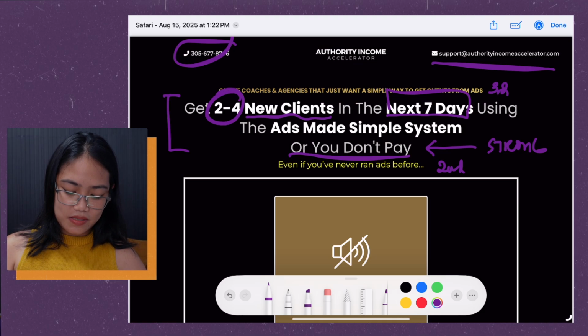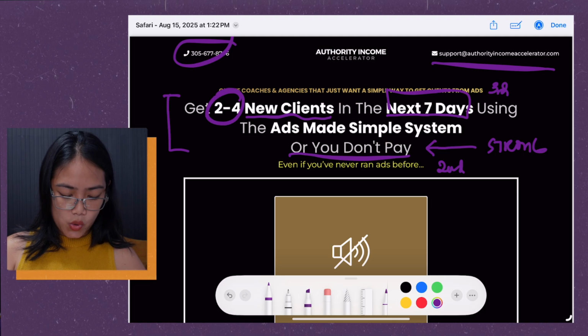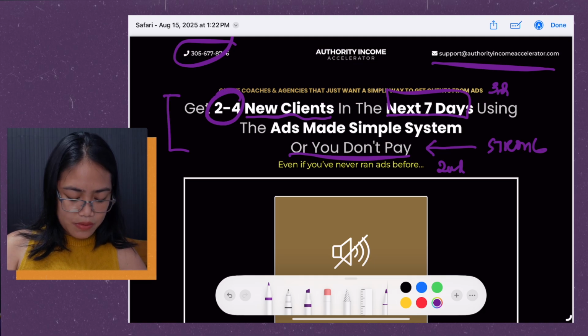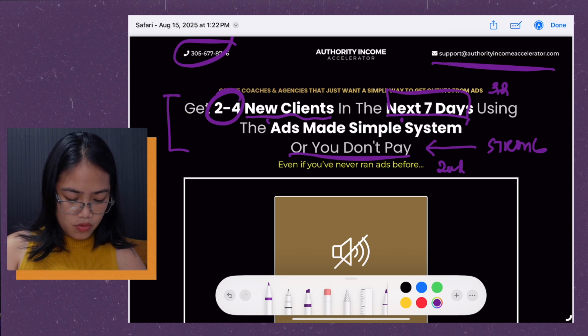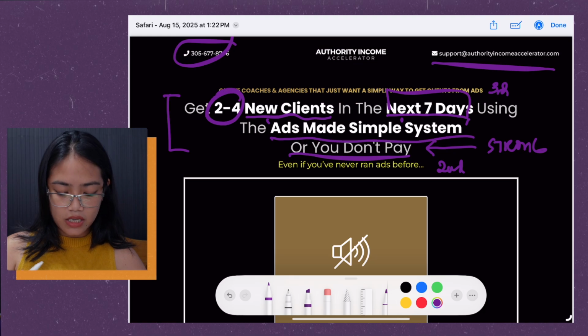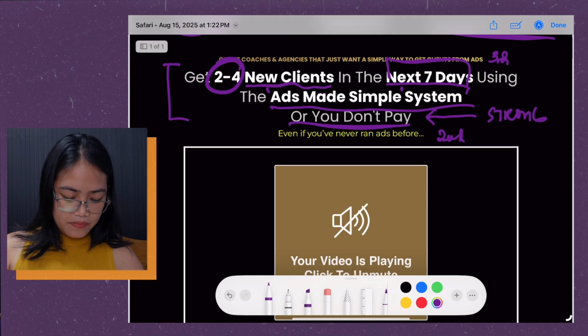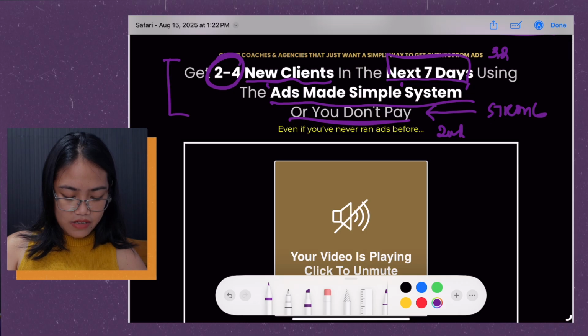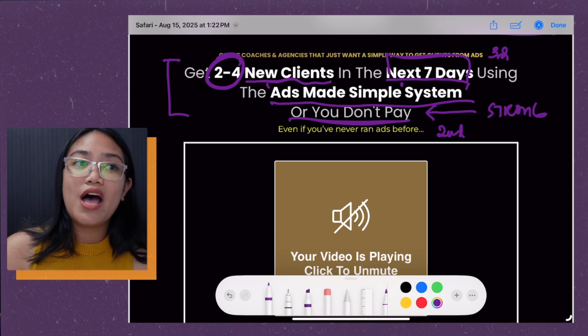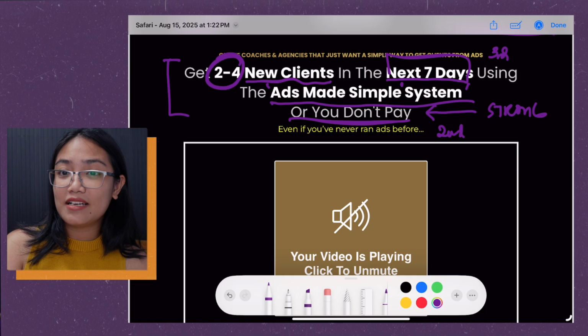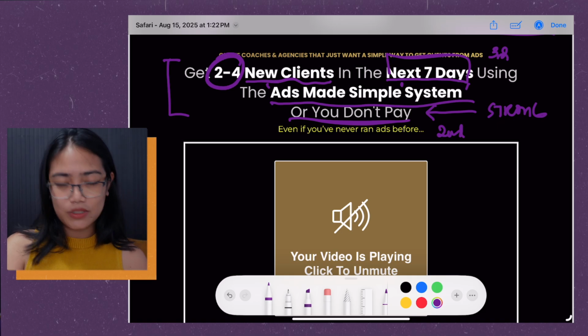Using the Ads Made Simple system. Ooh, I didn't notice that. I thought that these were just words. So if this was me, I would probably add a quote here, or include the word system, or put this very thing in a different color just so it would get emphasized. And then he has this thing over here, even if you never ran ads before. So he is also acknowledging people who are newbies and beginners. That also helps you understand who this course is for, which is amazing, right?